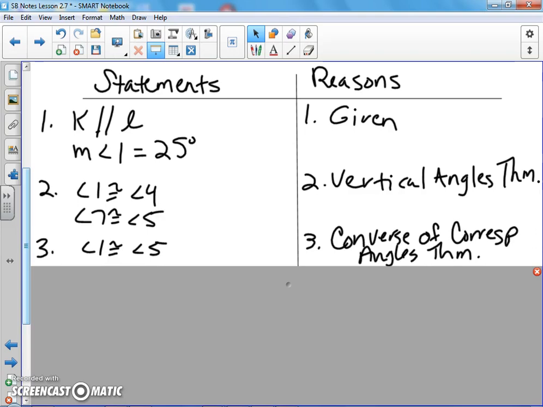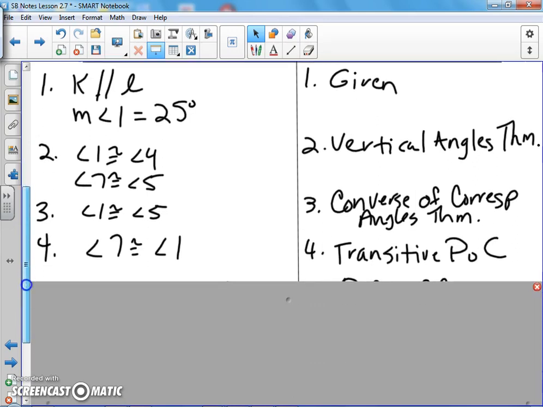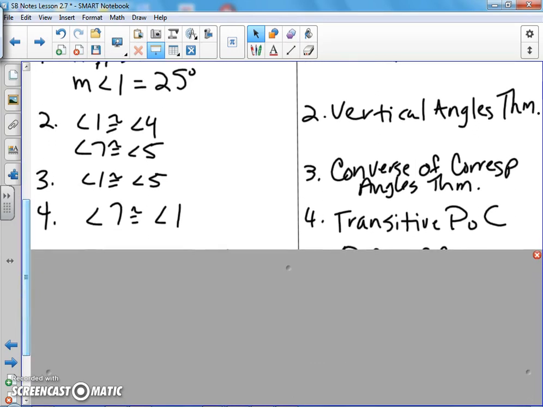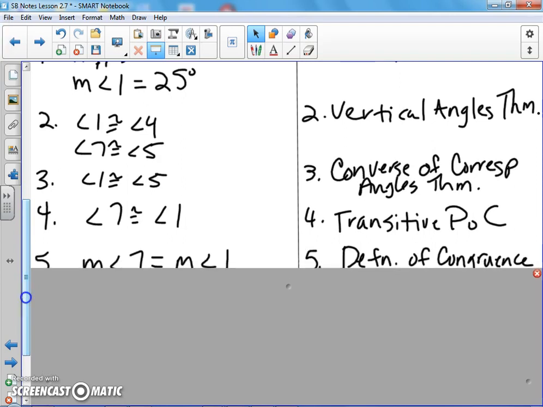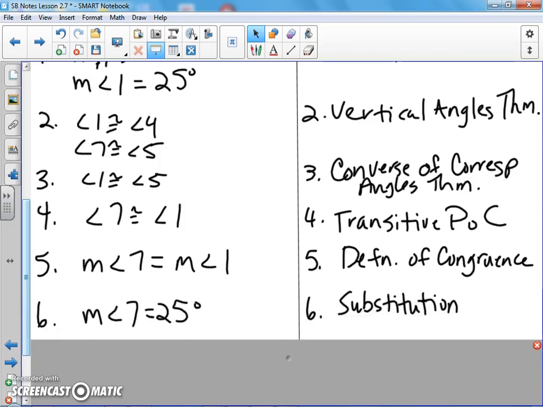Once I have angle 1 congruent to angle 5, then I can simply use my transitive property to link angles 7 and 1, because I can pull those in that way. Once I know that, right now I'm still in congruence and I need to get into angle measure, so I can make the jump into angle measure. Once I do that, I can just do a quick substitution. Angle 1 is 25 degrees, and there is my proof.